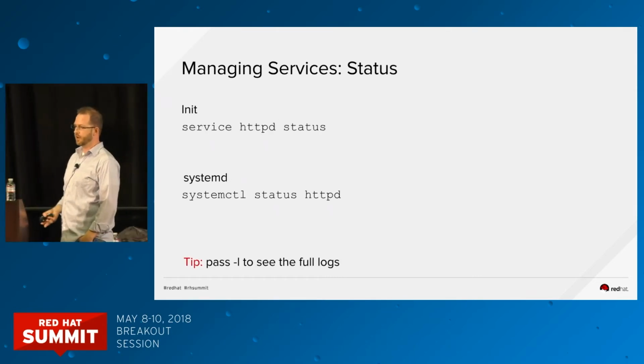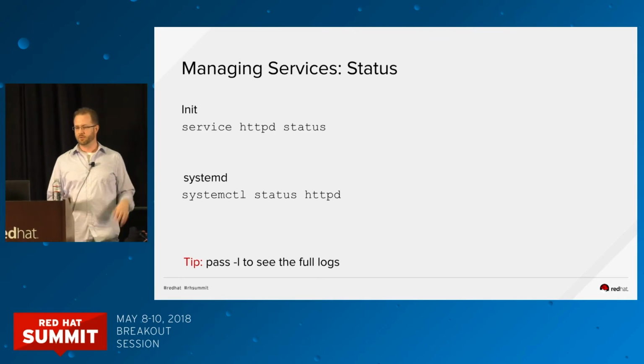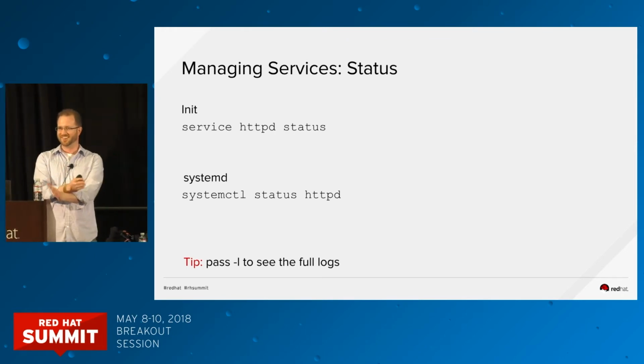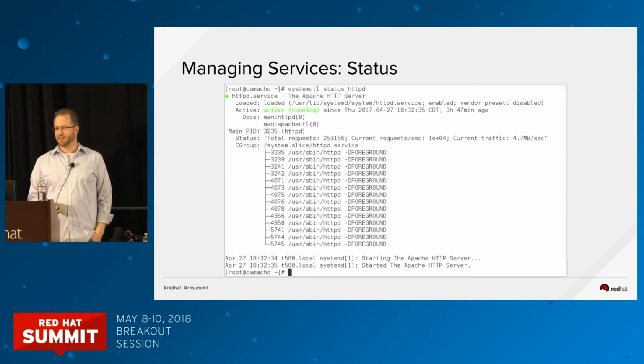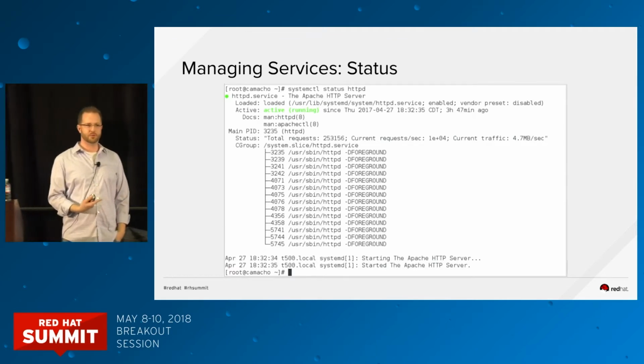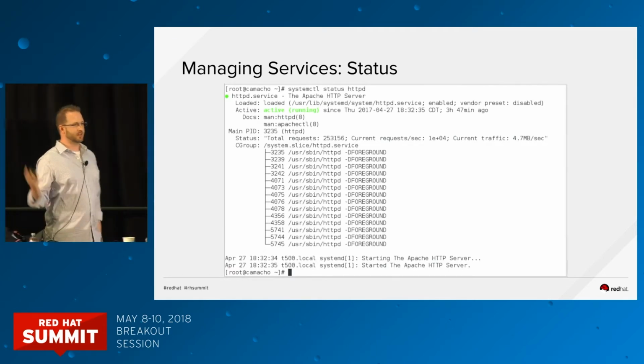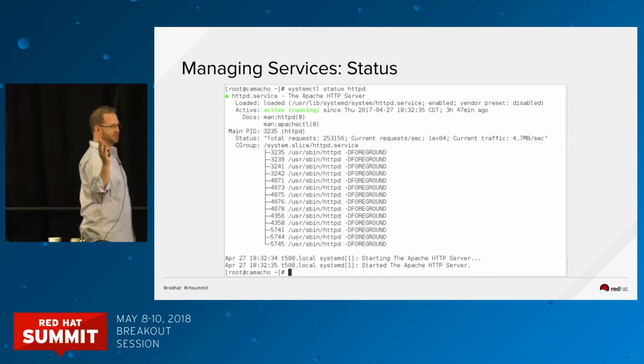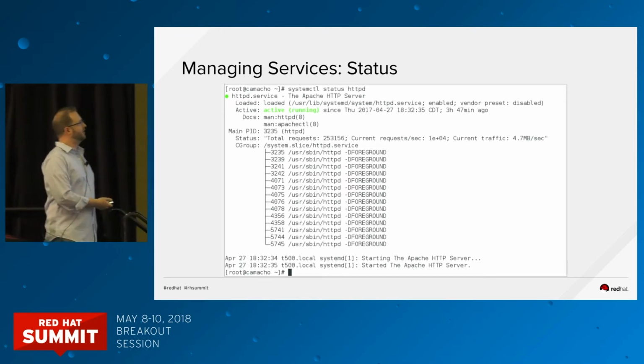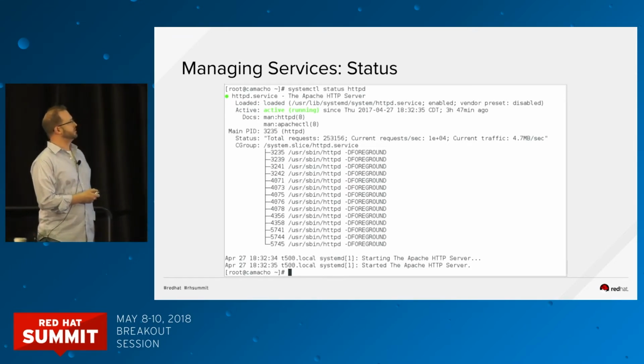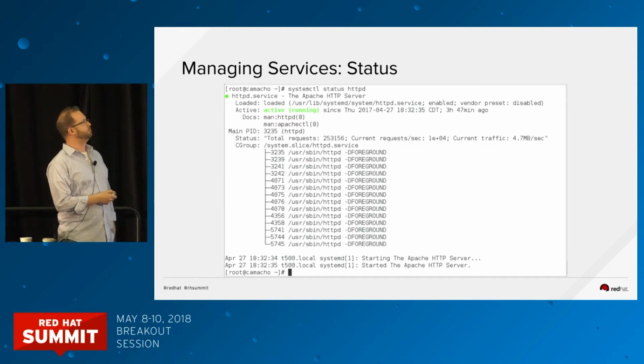All right, so checking the status is a similar concept, right? We correct the command structure with systemctl. And look, we get super useful output. What did this look like in RHEL 5? It said, Apache's on, I promise, right? Now we get: the unit's loaded. Oh, look, it's set to start on boot.